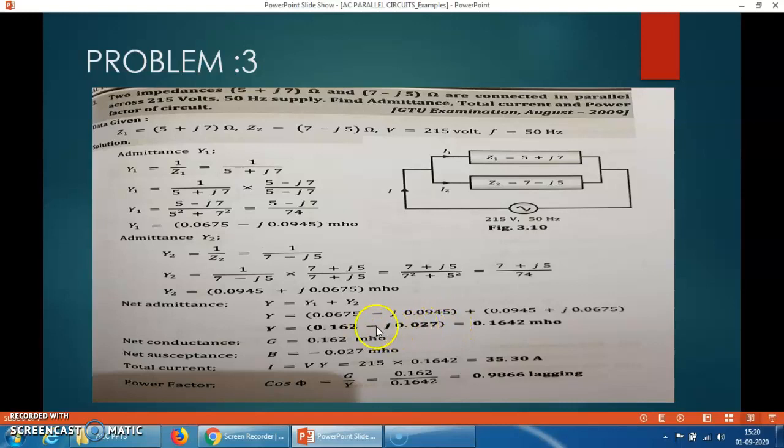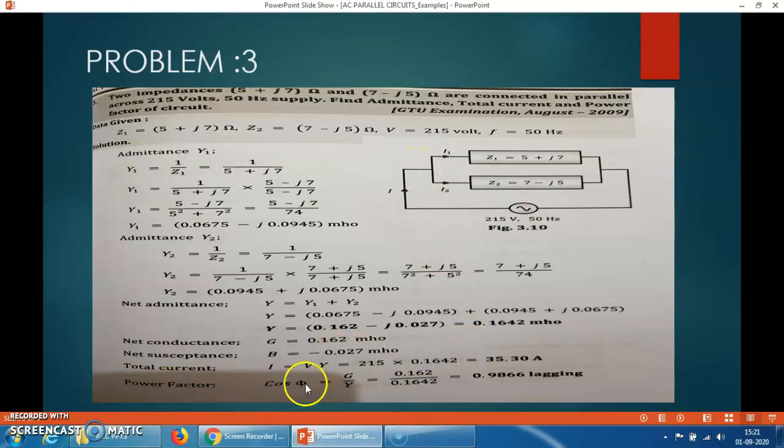If there is a minus sign in front of B, then it is called a lagging power factor, meaning one branch contains an inductive element. And if a plus sign is there in front of j, then one branch contains a capacitor, so it is the leading power factor. So you should keep in mind whether j is negative or positive. The same procedure is there. Y is equal to G minus jB. G is the net conductance, B is the net susceptance, I is equal to V into Y, V is the applied voltage, that is 215 volts, and Y is the net admittance. By substituting the values, you will get the total current or circuit current I.